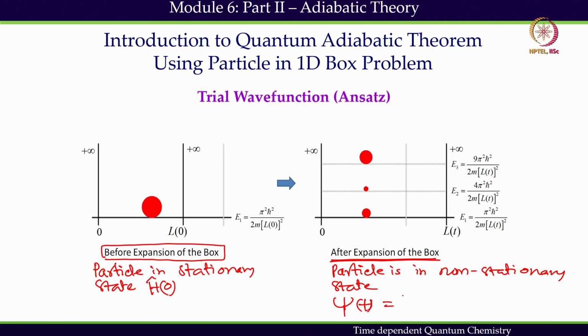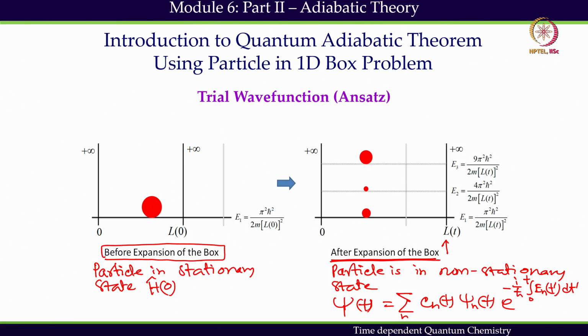So, I have to express it this way, and that non-stationary state, following Schrödinger's approach, can be expressed as a linear combination of c_n(t), then psi_n(t), then e to the power of minus i by h cut, the total accumulated phase up to time t, integral of En(t') dt'. That is going to be the non-stationary state at this time, immediately after the expansion is over.